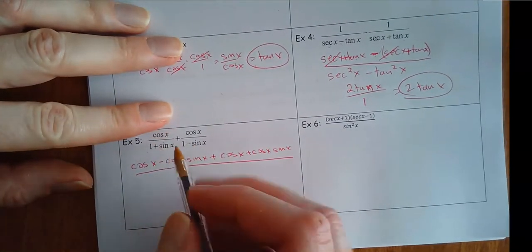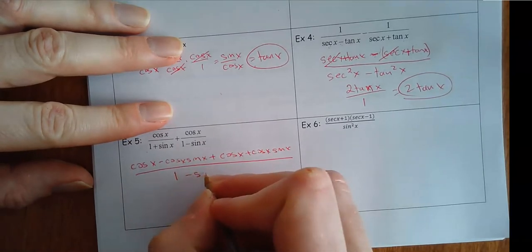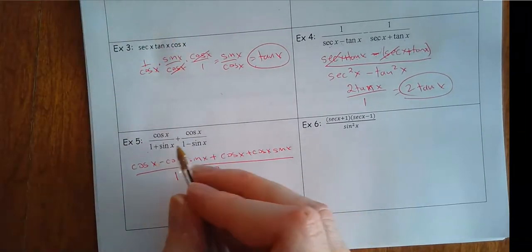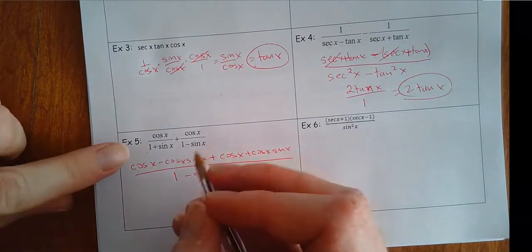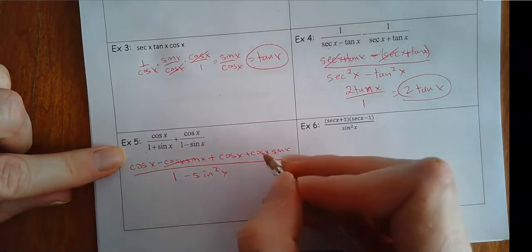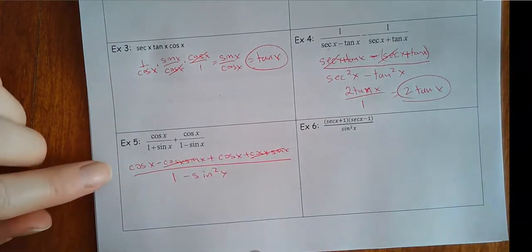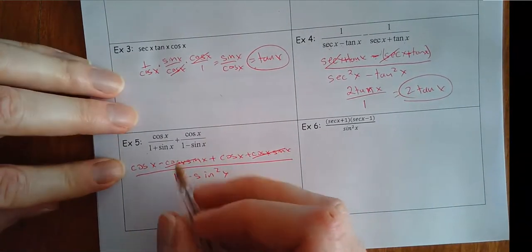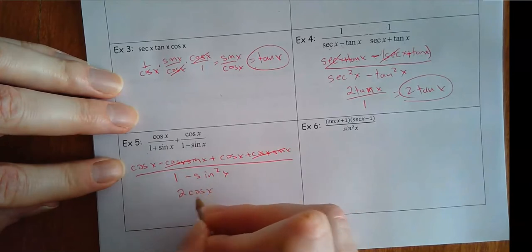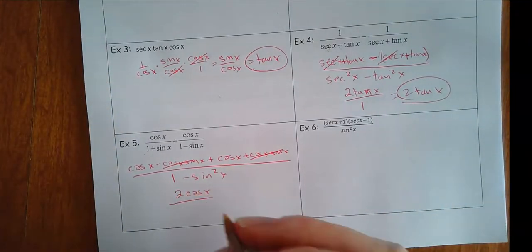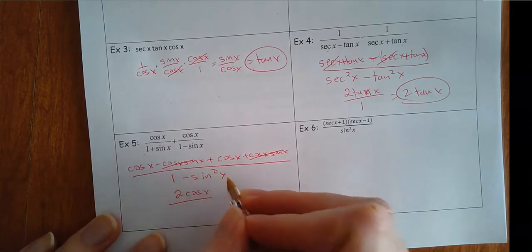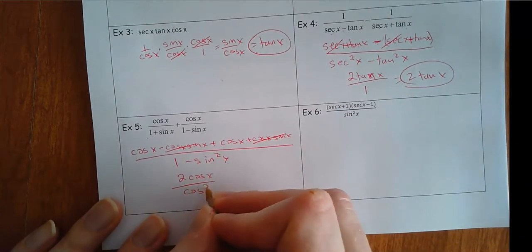all over. And now if I multiply these together, I get 1 minus sine squared x. Because again, the outer and the inner products would wipe each other out. So I've got a negative cosine x sine x and a positive cosine x sine x. So I've got cosine plus cosine, so that'd be 2 cosine x. And then 1 minus sine squared x equals cosine squared x.